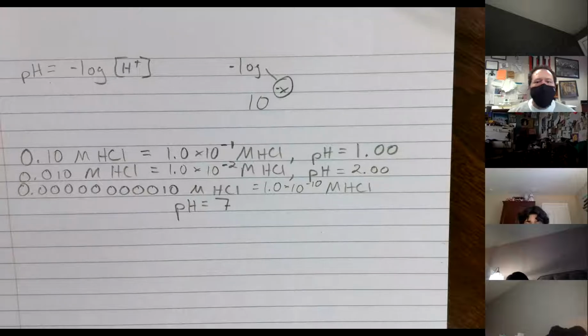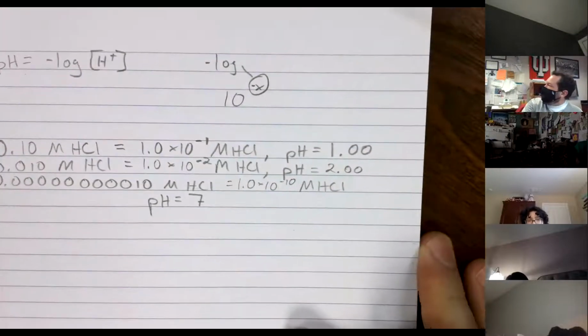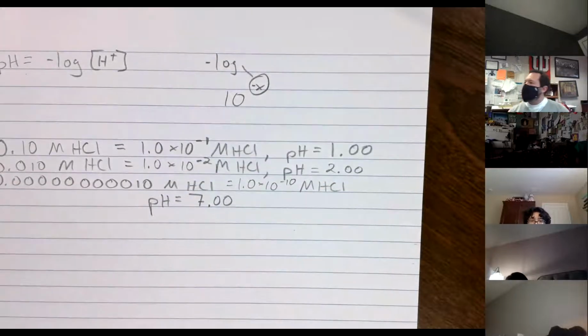Okay, now let's think about what we know about the pH scale. Below 7 is an acid. These two are definitely acids. Actually, I should probably put 0 there to get my correct number of significant digits. What is above 7?